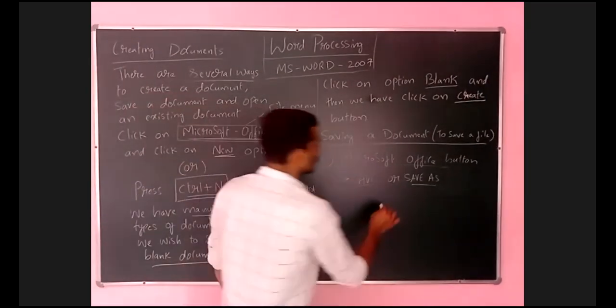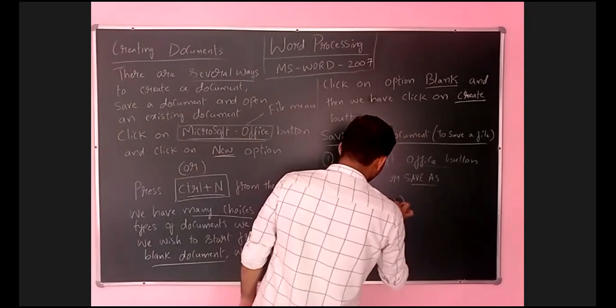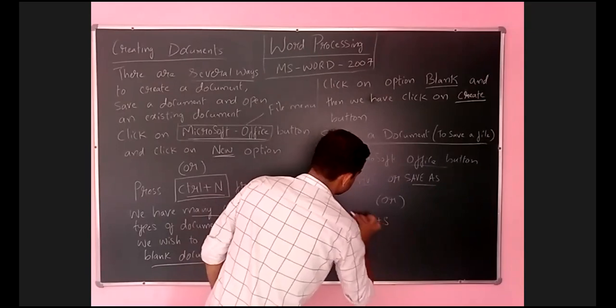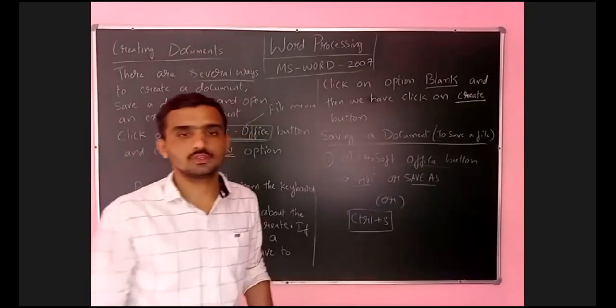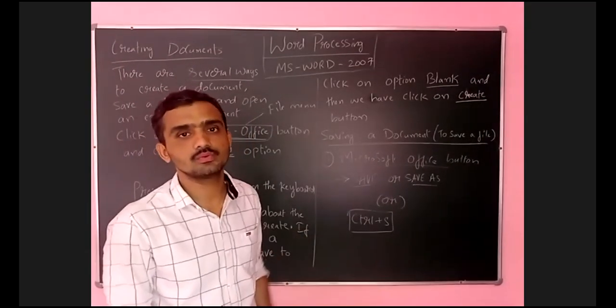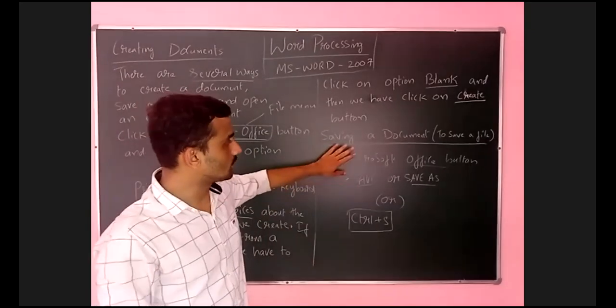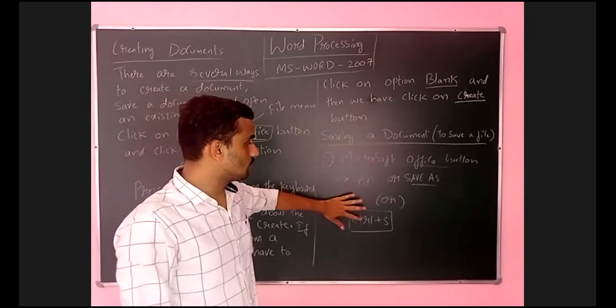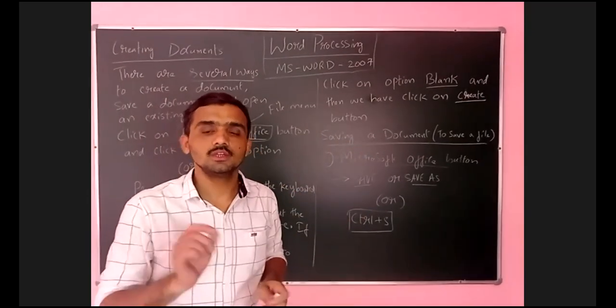With the help of the keyboard, you have to press Control plus S. This is the shortcut key. Control plus S with the help of the keyboard. Either you can click on the Microsoft Office button and click on Save or Save As, or you can press Control plus S from the keyboard.